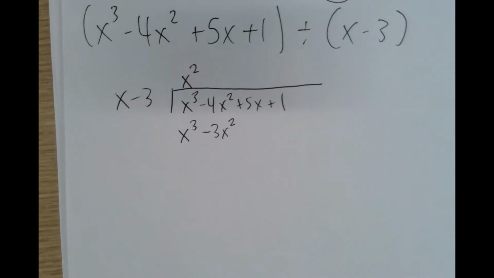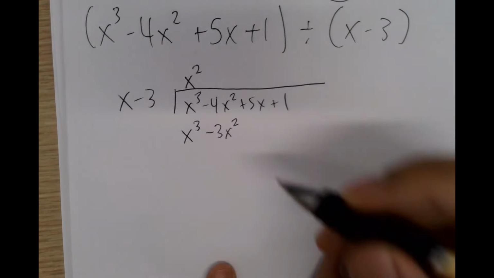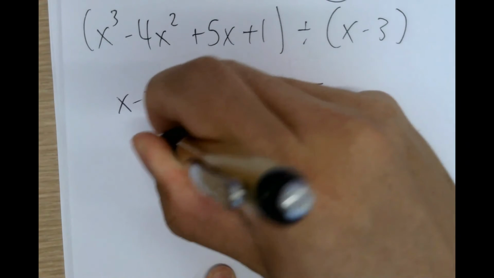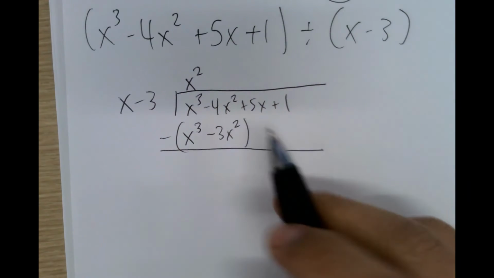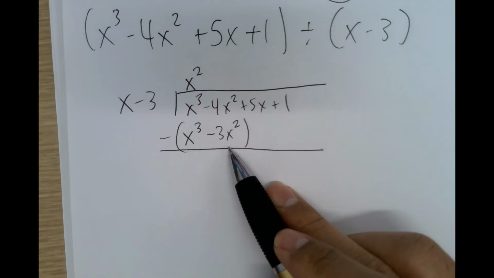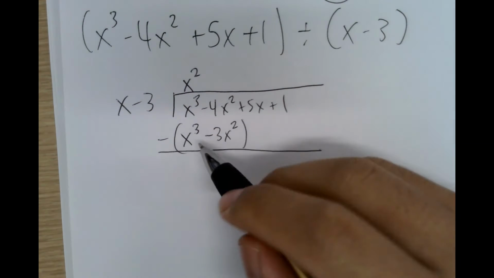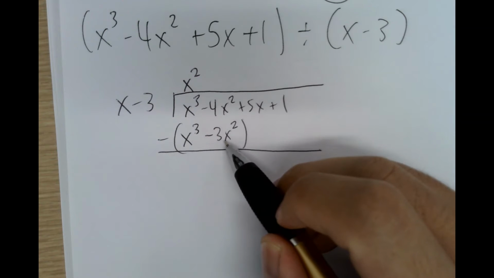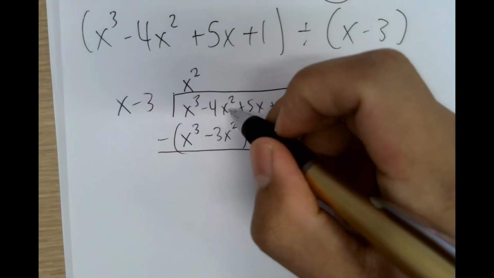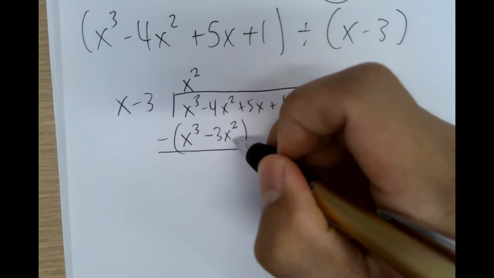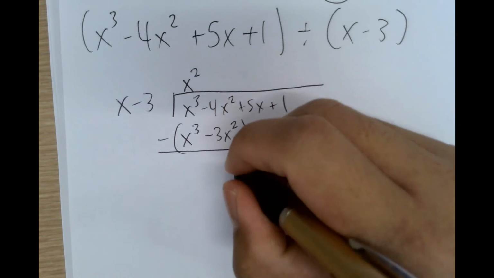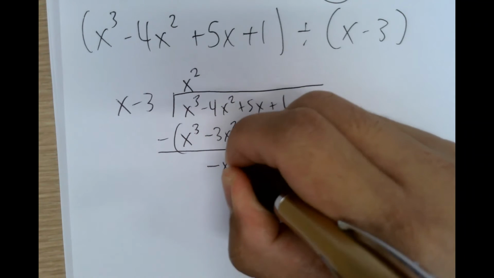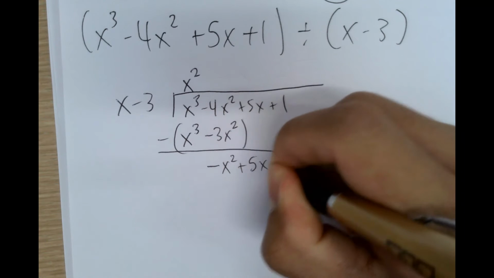The next thing that you want to do is go ahead and subtract the whole thing. Remember that if you subtract from a negative, it becomes a positive. The x to the third terms both cancel out, but this becomes plus 3x squared. So you have negative x squared plus 3x squared, and that becomes negative x squared plus 5x plus 1. You just bring those down.